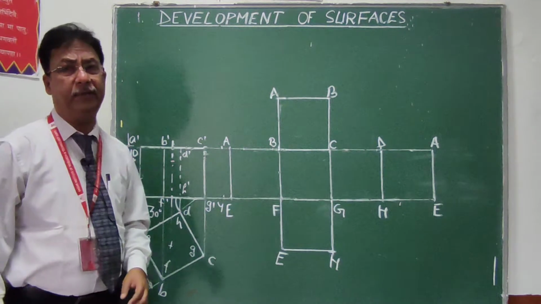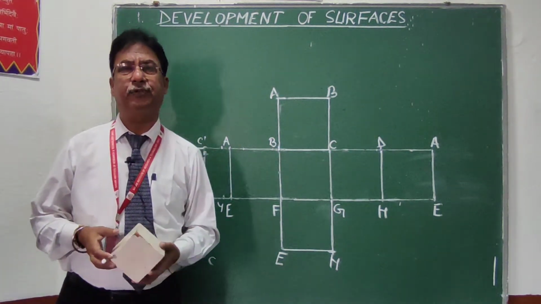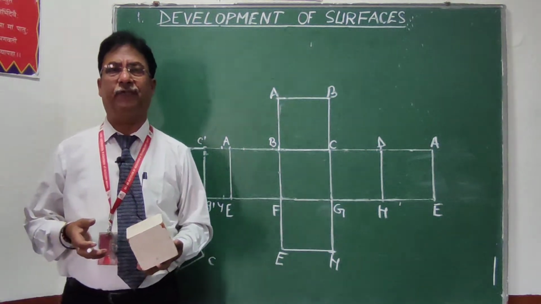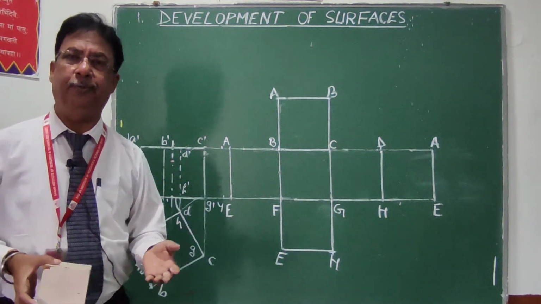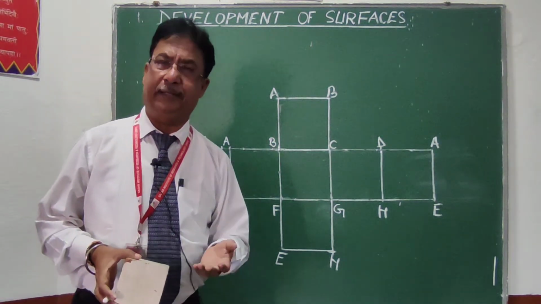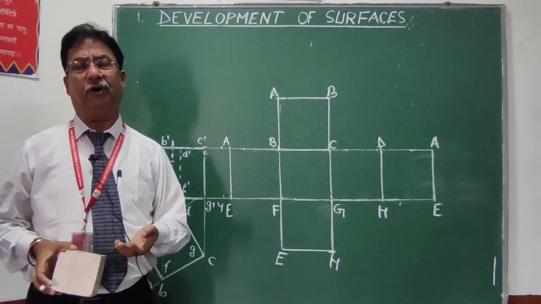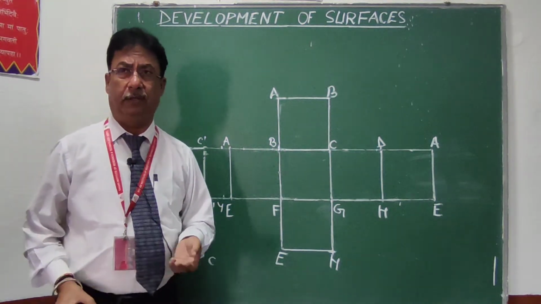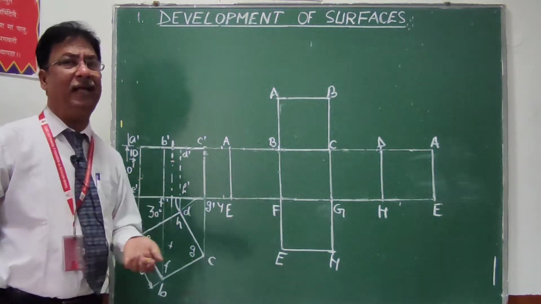Now I want to develop the surface of this cube. As I have already discussed, there are two methods for the development of a solid. One is known as the parallel line method, which is used for cubes, prisms and cuboids, and the other is the radial line method, which can be used for pyramids and cones. In this case we are going to use the parallel line method.